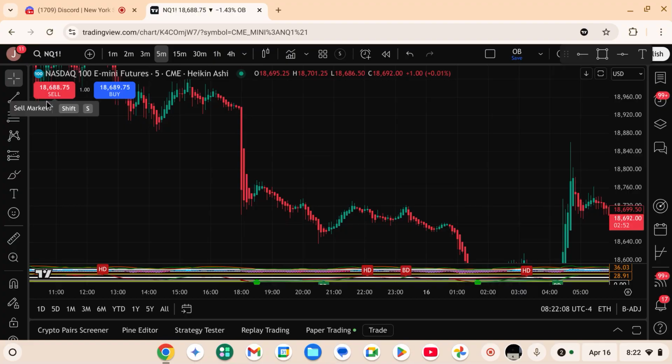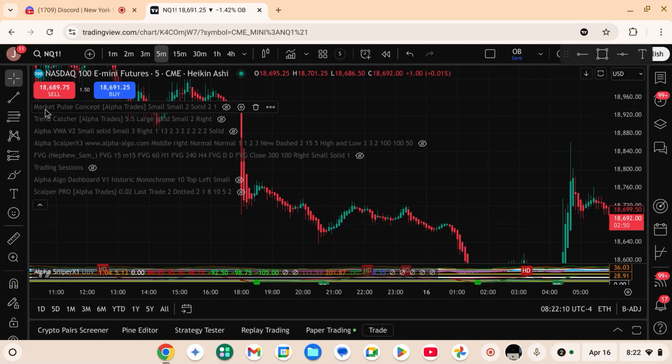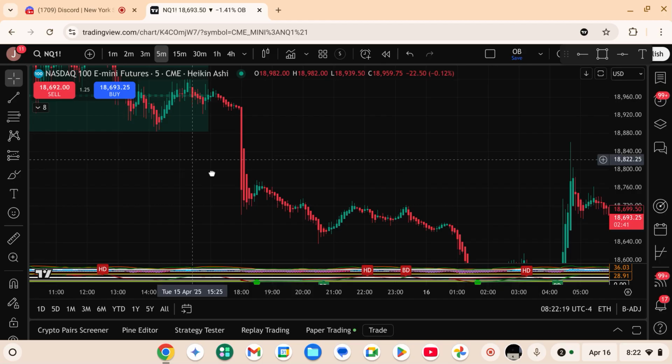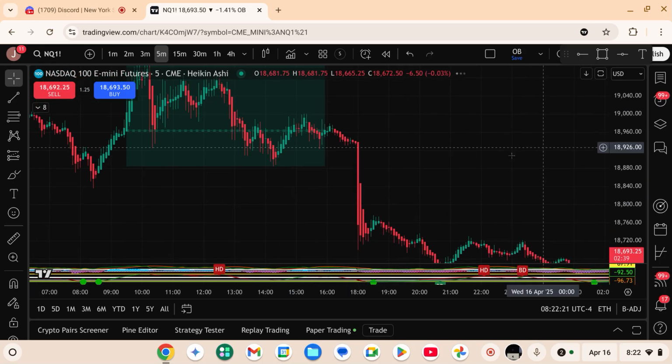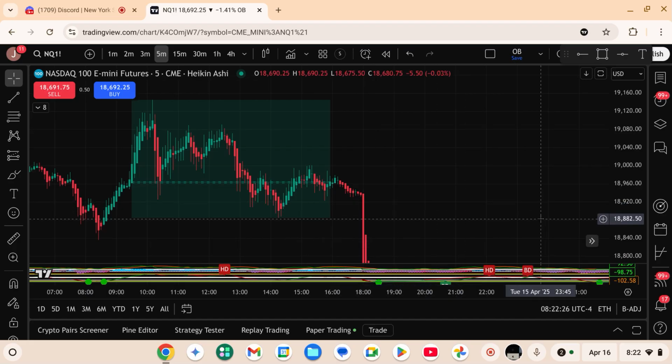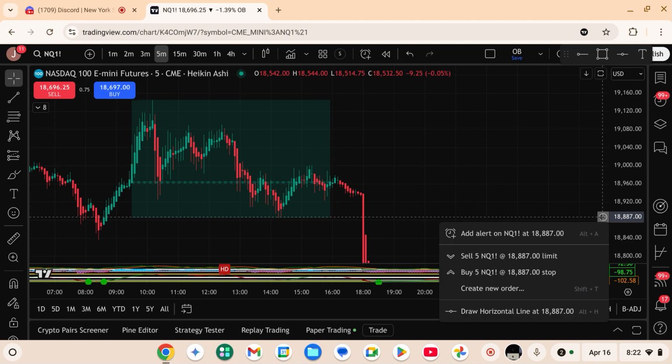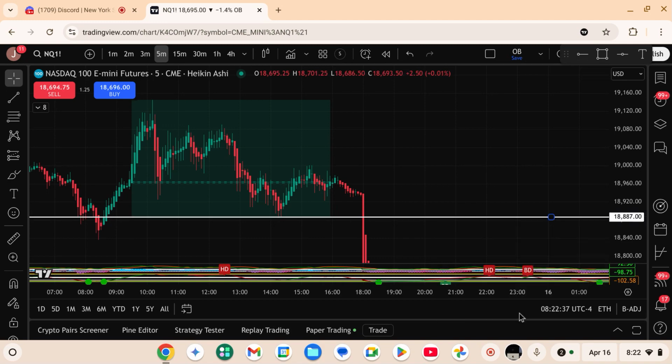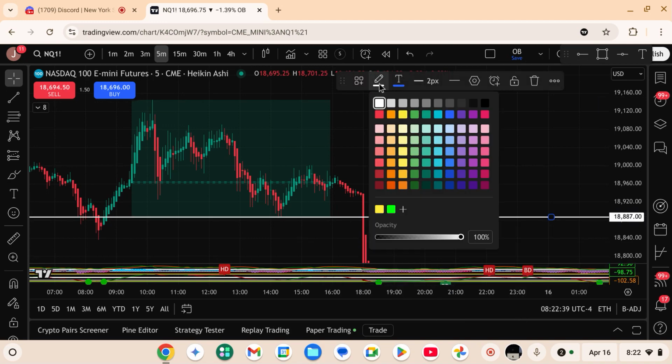Okay, we'll go ahead and start drawing our levels up. Same thing we do every day. Turn on our sessions indicator. Make sure we're on the 5 minute. Draw our high and low, highest point and lowest point from yesterday. So, right about here. Change that to yellow.